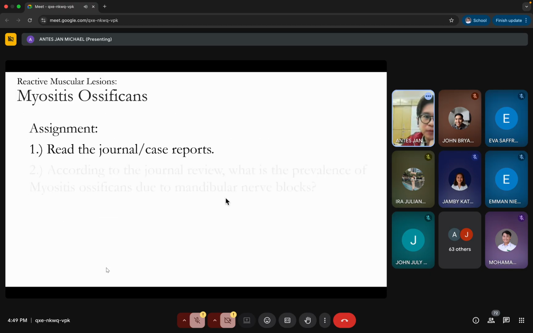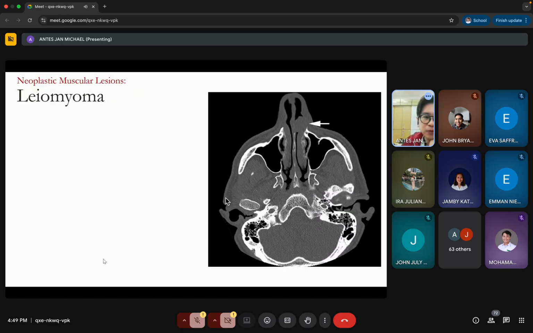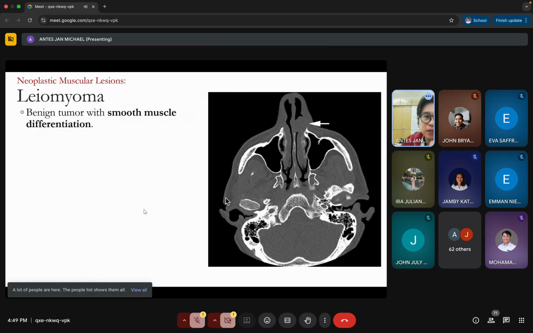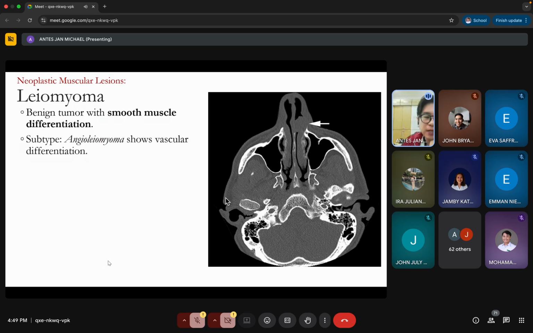Now, let's just focus ourselves here on neoplastic muscular lesions. Let's go first with leiomyoma. Leiomyoma is a benign tumor with smooth muscle differentiation. There is a common subtype, especially found in the oral cavity. It's called angioleiomyoma. It is the most common smooth muscle tumor in the head and neck region.